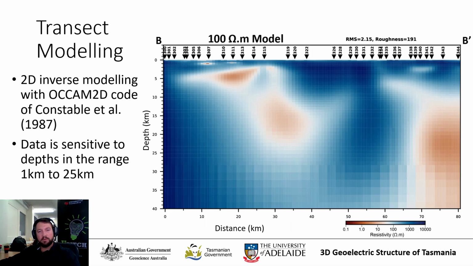As with AusLAMP, the end goal here was to create an inverse resistivity model, in this case a 2D model. I used the Occam 2D code from Constable and others to generate this. And it's important to note that the depth sensitivity range of the Western Transect is about 1 to 25 kilometers, although it varies across the transect, but that's about it on average.